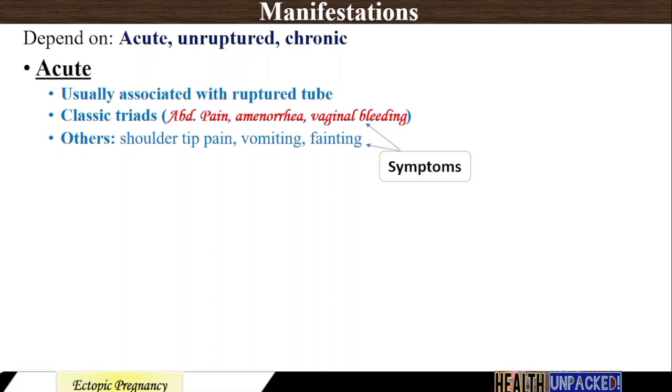Other symptoms like shoulder tip pain, due to irritation of the phrenic nerve or irritation of the diaphragm with the bleeding inside the abdomen, and also there will be vomiting, fainting, or shock. So these are symptoms.